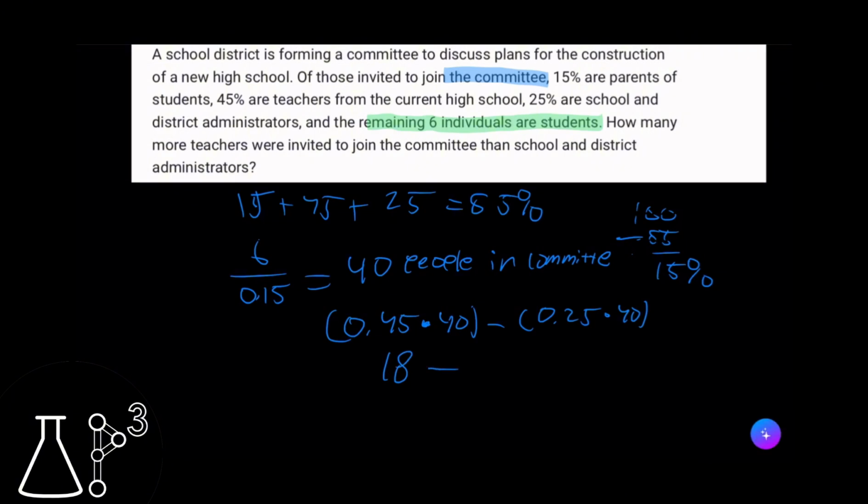So there's 18 teachers and 10 administrators. And if I do 18 minus 10, that gives me 8. Therefore, there's 8 more teachers than school and district administrators.